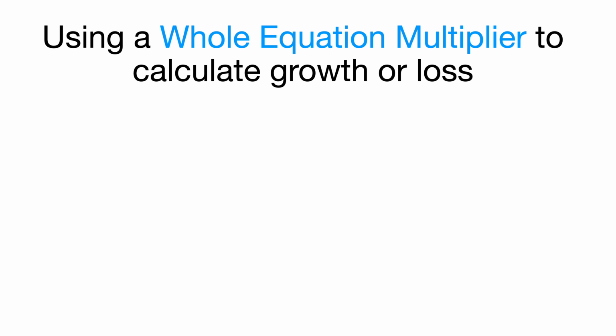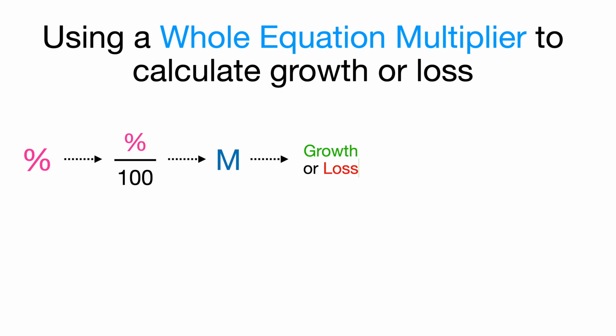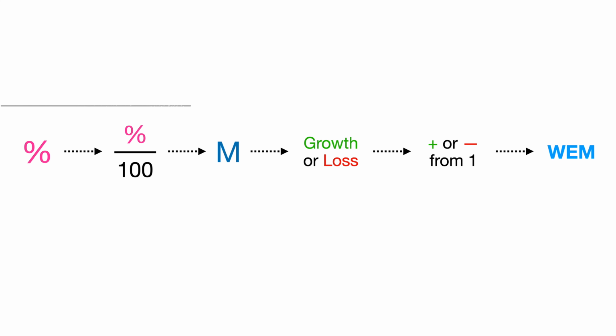The second thing you've got to do is convert that to a whole equation multiplier to calculate a growth or a loss. So we're just going to add a few more steps. First, you take your percentage and divide it by 100. That's going to give you your multiplier. Then, within the scenario you're given, you have to figure out: is the percentage a growth or a loss? If it's a growth, you add it to 1. If it's a loss, you subtract it from 1. Whatever you do, you add or subtract from 1, and that gives you your whole equation multiplier, which I write as WEM for whole equation multiplier.